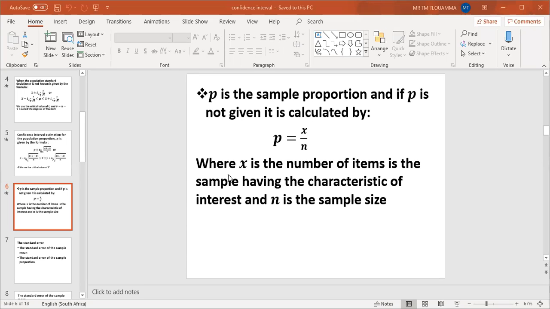Even here they're telling you that X is the number of items in the sample having the characteristic of interest, and N you already know is the sample size. So this is just the number of items, not X bar, which is the mean. So you must not confuse the two.